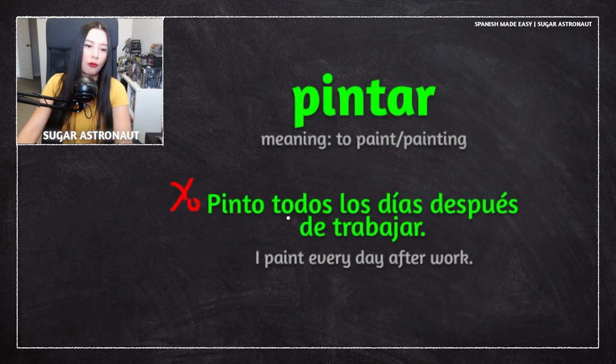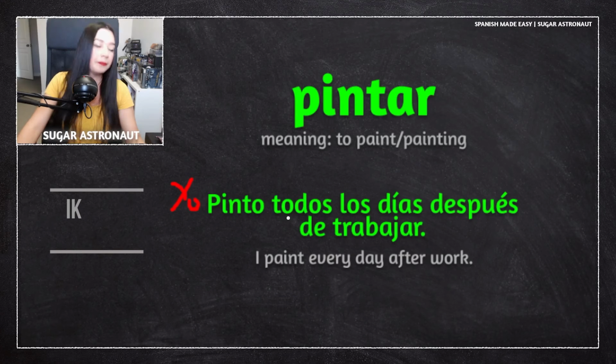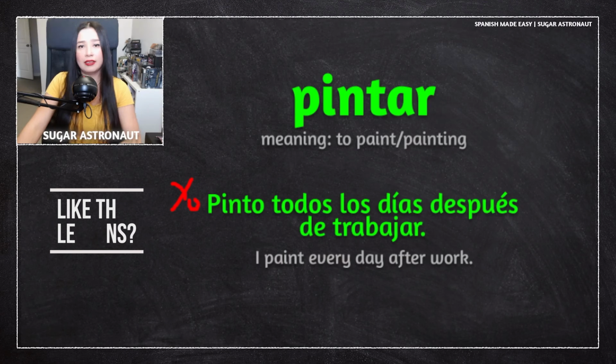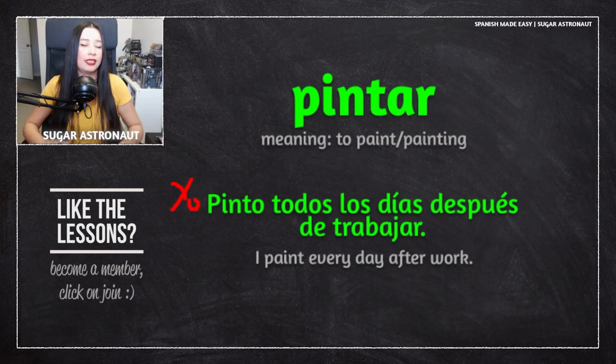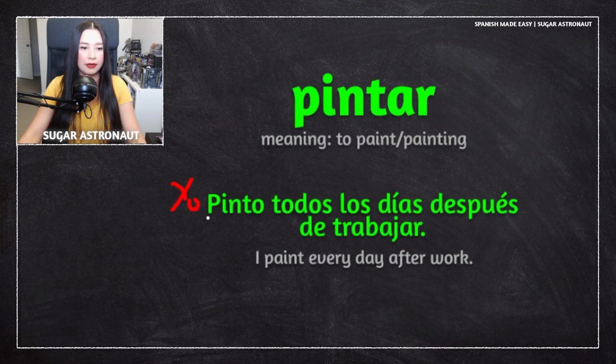Yo pinto todos los días después de trabajar. You can say it, of course, it's correct. But a lot of Spanish speakers don't say yo, tú, él, all the time. We just use the conjugated verb at the beginning, and we just say whatever we want to say. Pinto todos los días después de trabajar. Pinto means I paint. You can also say yo pinto.